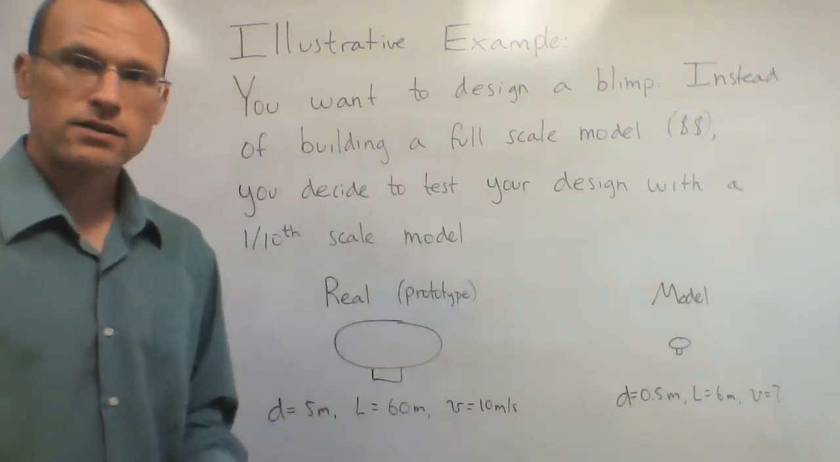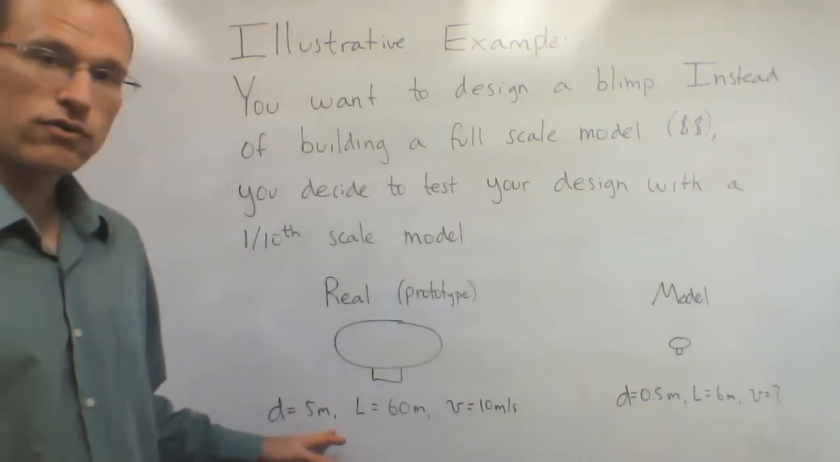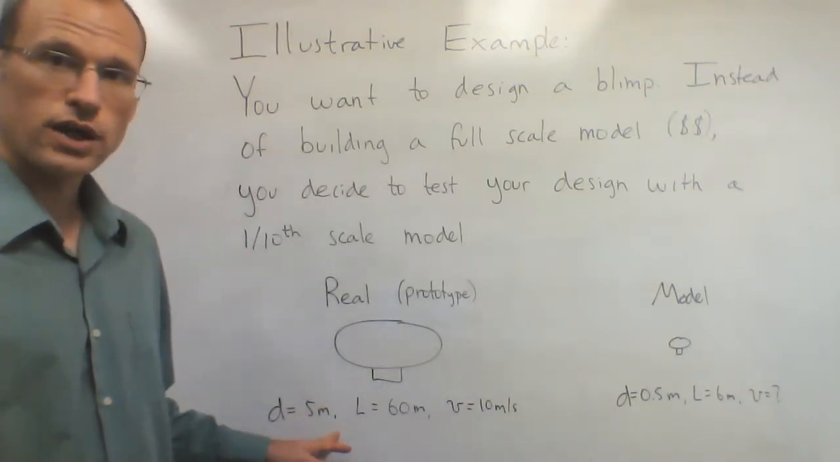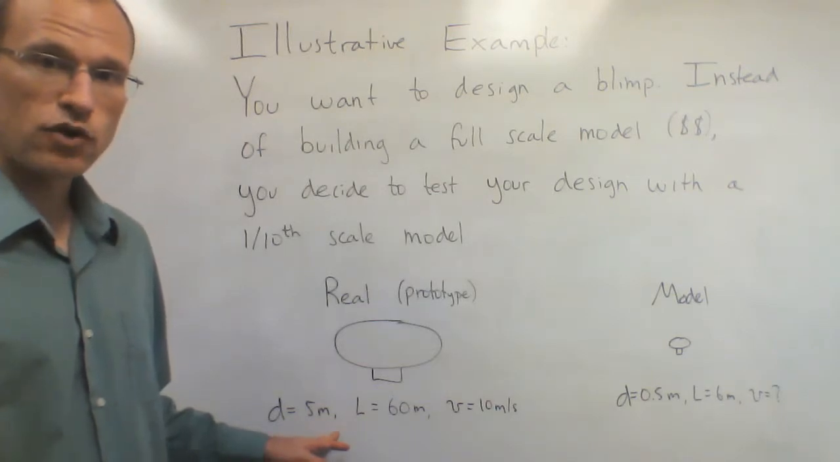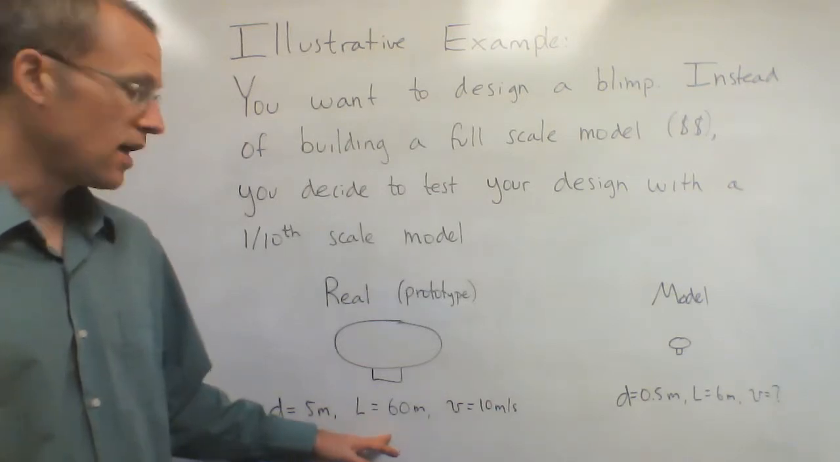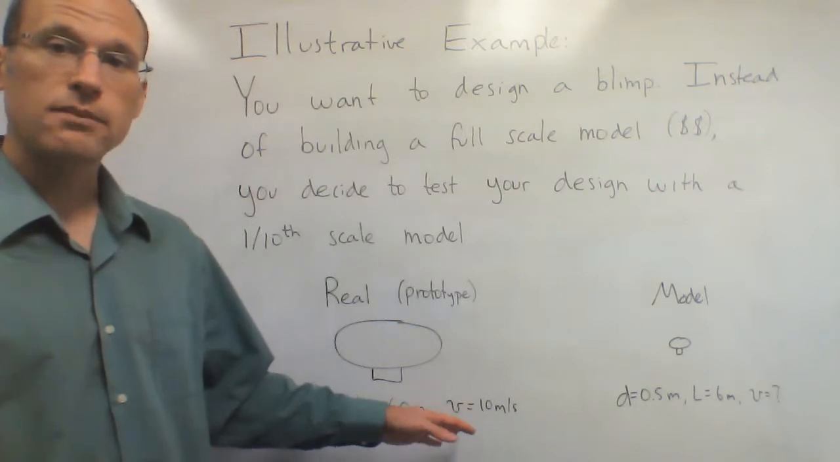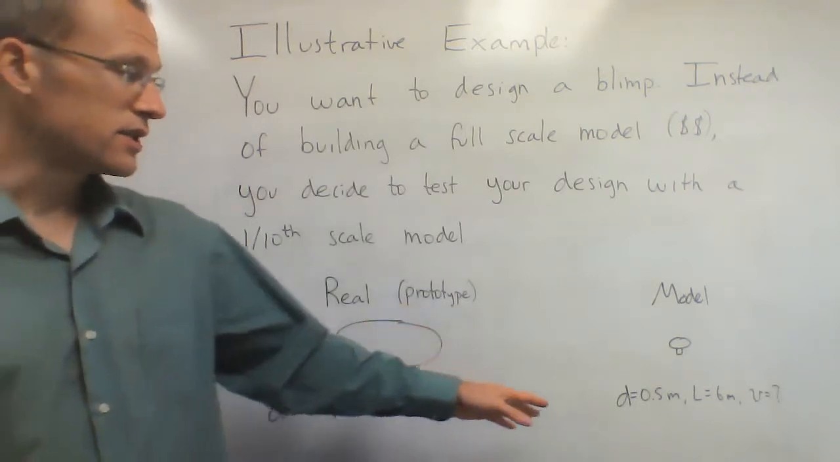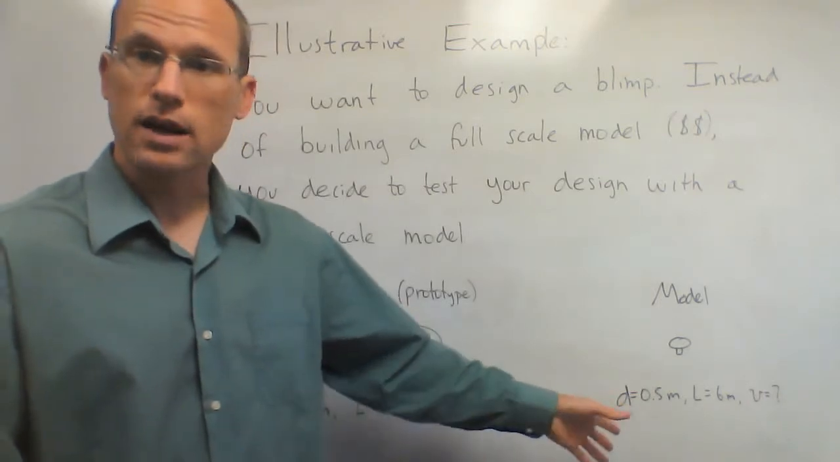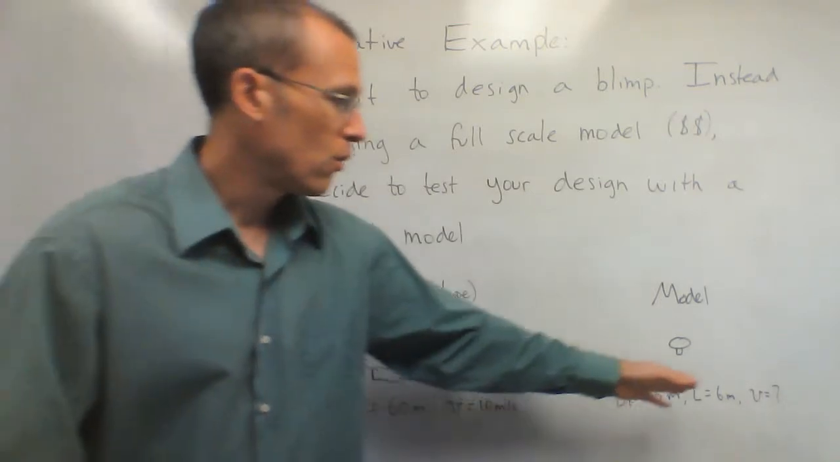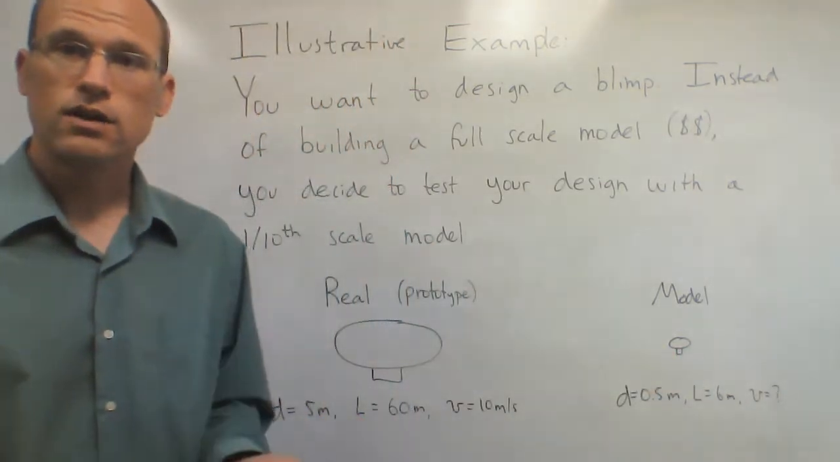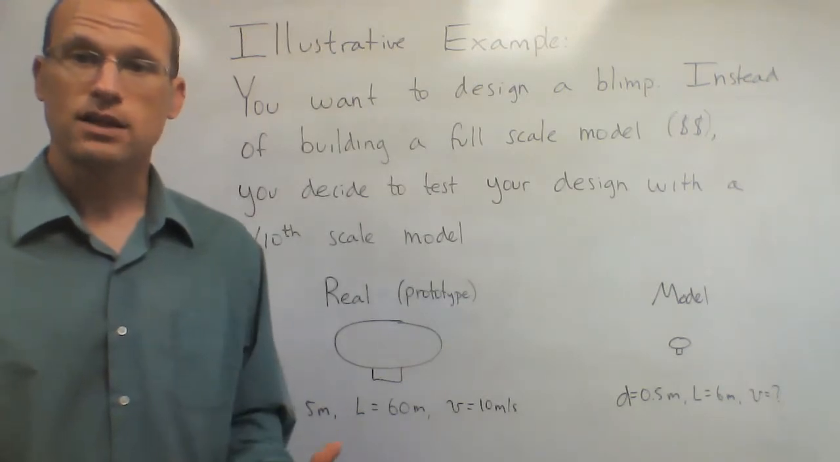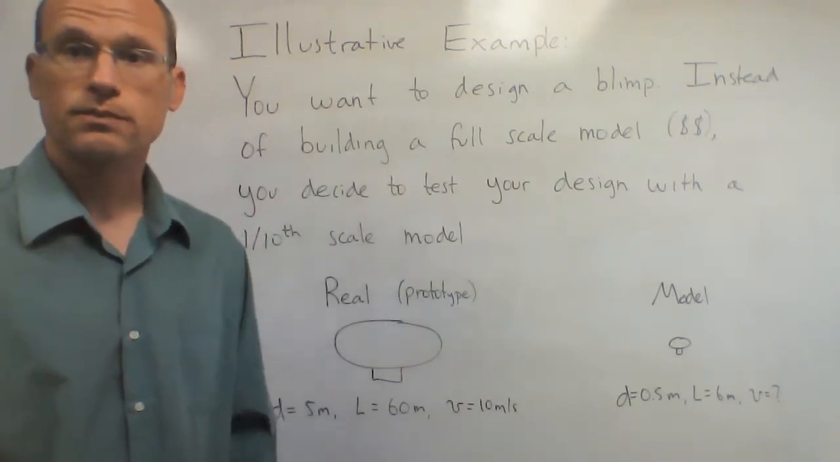So when you do the tests, I have my real blimp, the real prototype. I want to have 5 meter diameter, I want to have a 60 meter length, and I want this thing to fly at 10 meters per second. So in terms of my model, when I go and do the tests, this thing 1/10 scale, so the lengths and diameters are divided by 10. What should we use for the velocity to make sure we achieve that dynamic similarity I was talking about earlier?